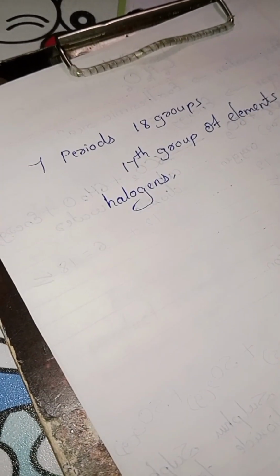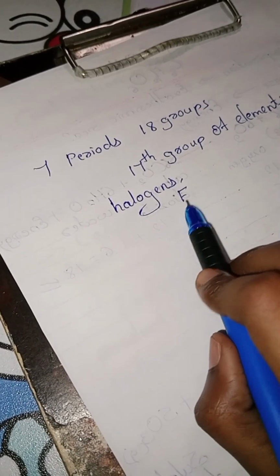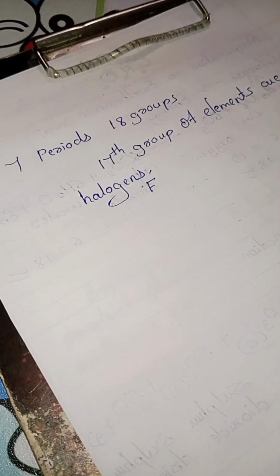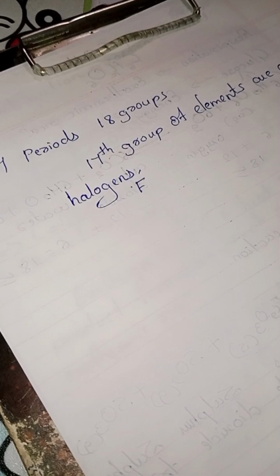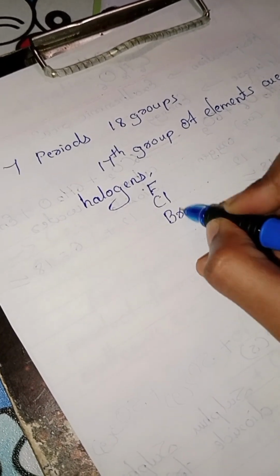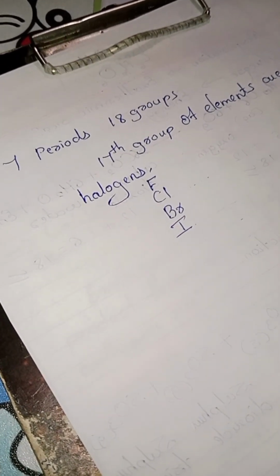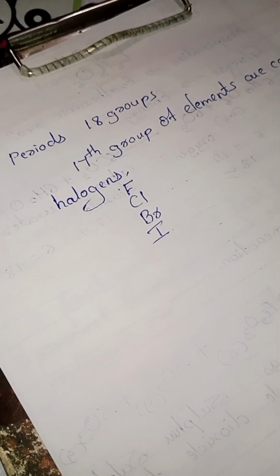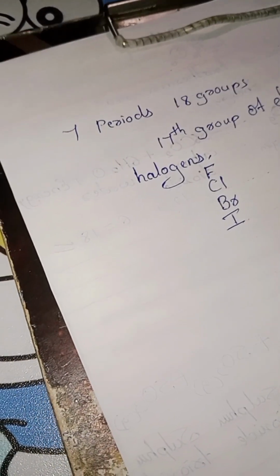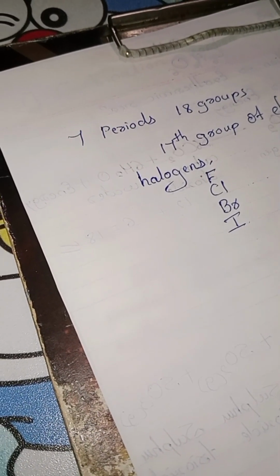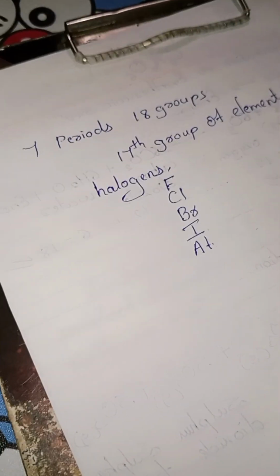You know that in the periodic table, halogens are the elements which are nearer to completing their outermost shell. They only have one vacancy in the outermost orbit. So fluorine, chlorine, bromine, iodine: these elements we call halogens. Another element is astatine, whose symbol is At. So these we call halogens.